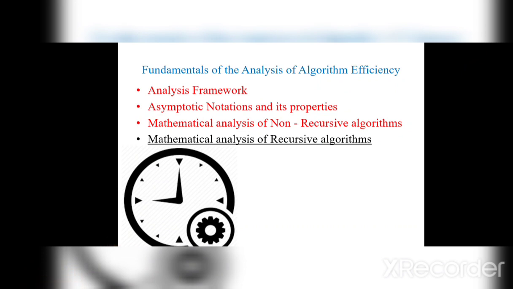Now we are going to talk about the mathematical analysis of recursive algorithms. A recursive algorithm is an algorithm that calls itself for its functioning. In the previous videos, we saw non-recursive algorithms. Now we are going to see the analysis of recursive algorithms.